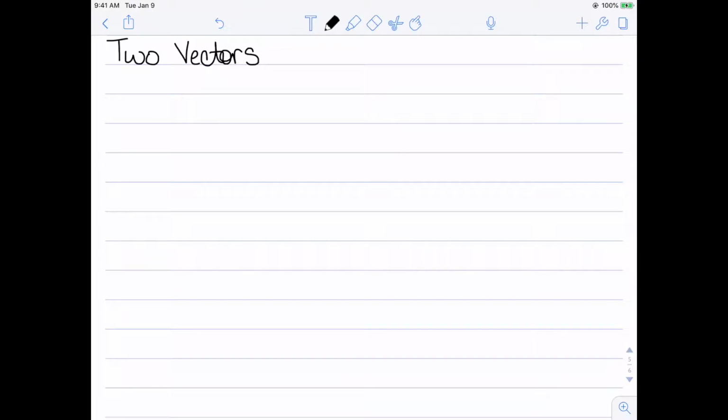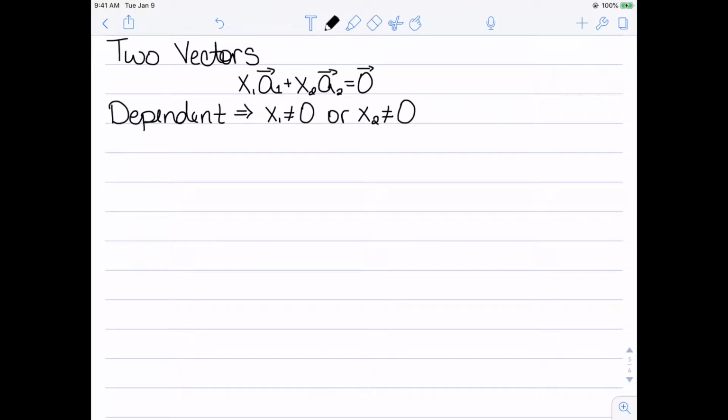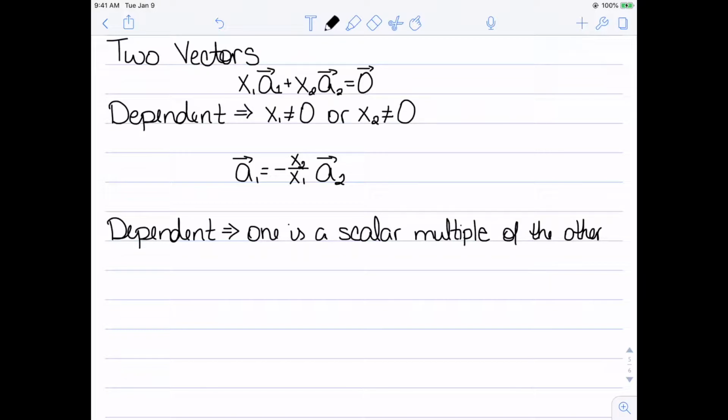Next, let's consider the case of 2 vectors. In this case, I'm considering x1a1 plus x2a2 equal to 0. Once again, this is dependent if it has a non-trivial solution. That means it's dependent if either x1 is not equal to 0 or x2 is not equal to 0, or both. So for now, let's assume that it's x1 that's not equal to 0. Then I can rewrite this as a1 is equal to negative x2 over x1 times a2. So in this case, they would be dependent if one is a scalar multiple of the other.